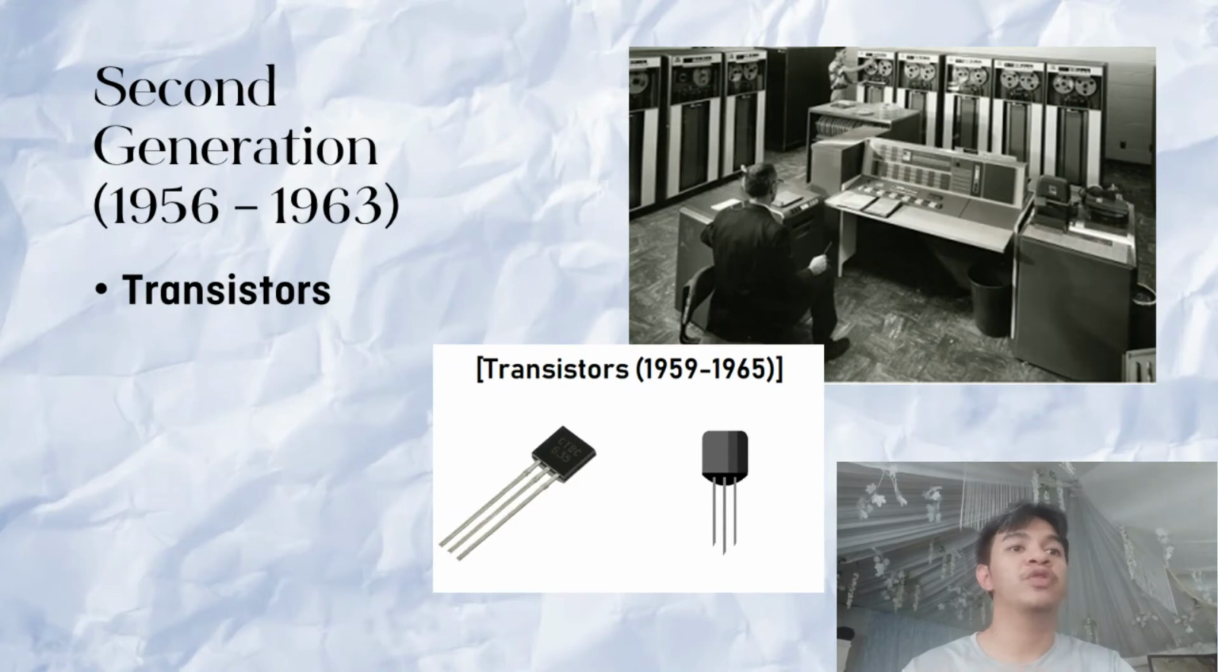Next, let's move on to the second generation. The second generation of computers introduced the use of transistors, which had many advantages compared to the previous generation, from 1956 to 1963. Here in the second generation, the use of transistors was introduced, which replaced the vacuum tube, made less heat than vacuum tubes, and was more efficient and cost effective in running a computer.